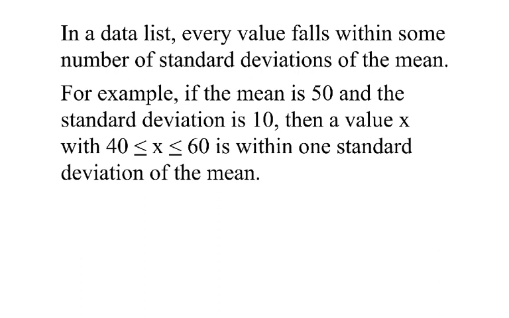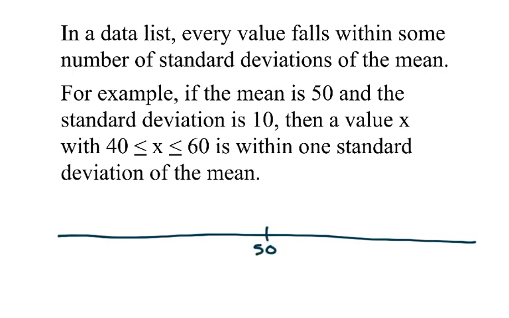So in a data list, every value falls within some number of standard deviations from the mean. So for example, if the mean is 50, so remember your mean is the average, it's the middle of your data. So if my mean is 50, and if the standard deviation is 10, so if I go 10 to the right and 10 to the left, any data between 40 and 60 is within 1 standard deviation from the mean.